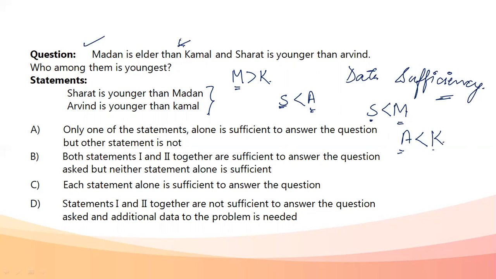Something was given in the question itself, but when I use these two statements together with the information that was given in the question, I can make out that out of all these people mentioned here, Sharad is the smallest of them all, or Sharad is the youngest of them all. Therefore, I can conclude that not just one statement alone, not just the second statement alone, not just usage of either of these two statements, but when I'm combining the two statements together, I'm able to get to the answer.